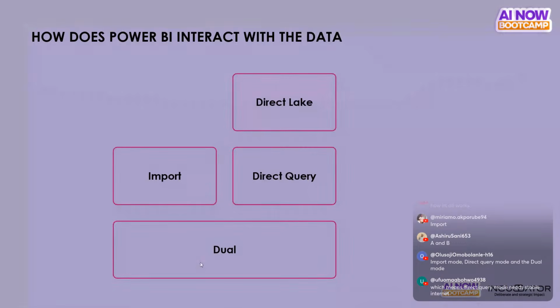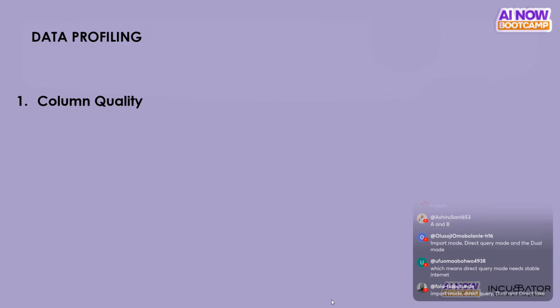Okay, so let's move on to some other interesting stuff. I'm going to talk about data profiling. When you've extracted your data, because I just finished explaining extracting data from different data sources and the storage modes that are involved, the next thing you want to do is to profile the data. Before you can transform the data, you want to understand the nuances of the data. So you have to carry out something called data profiling.